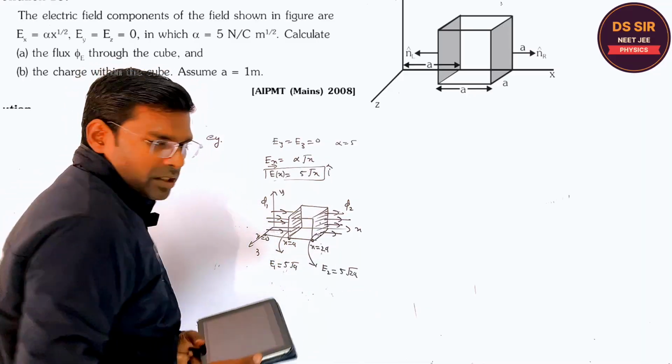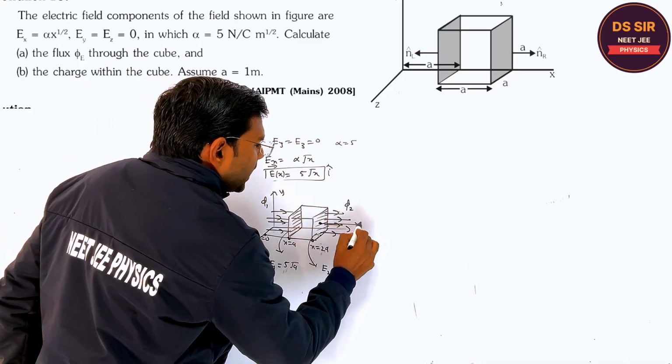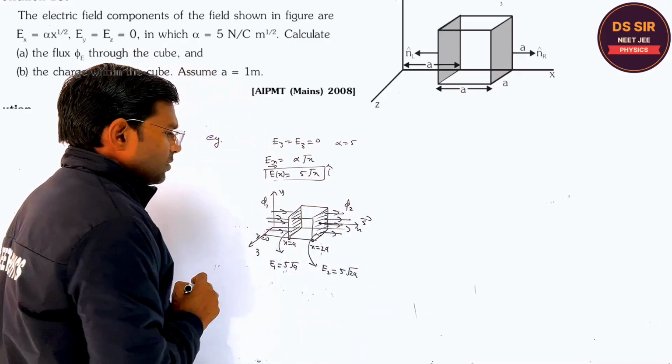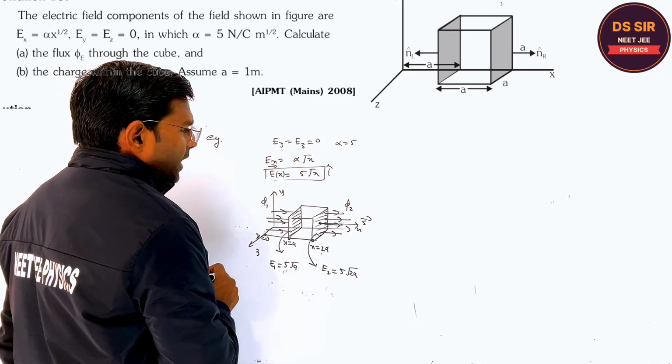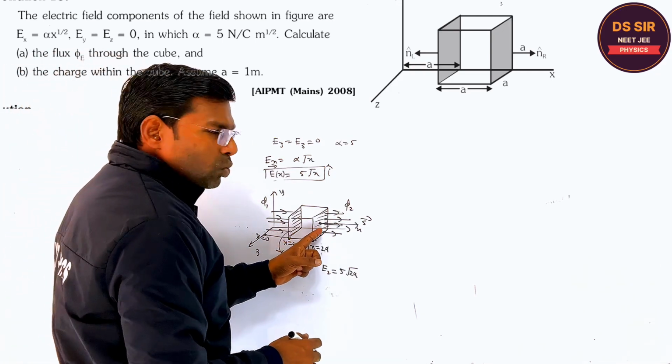Tell me, if you consider this is the face, the area vector is in this direction or not? Yes. And what is the area? Total area is what? Say it is a square.